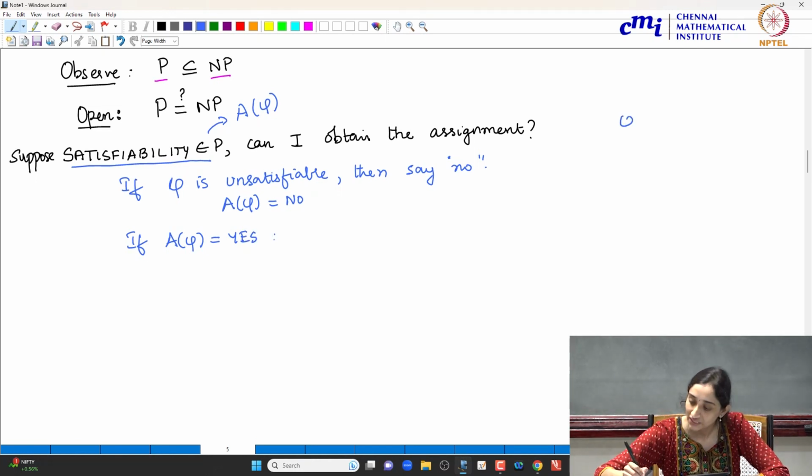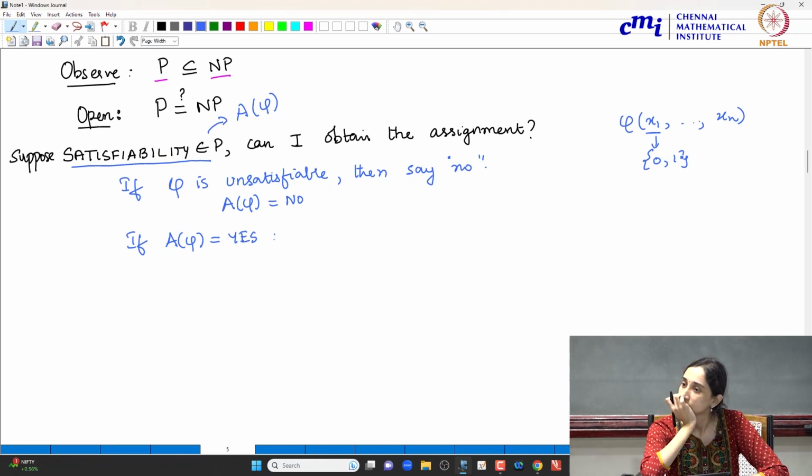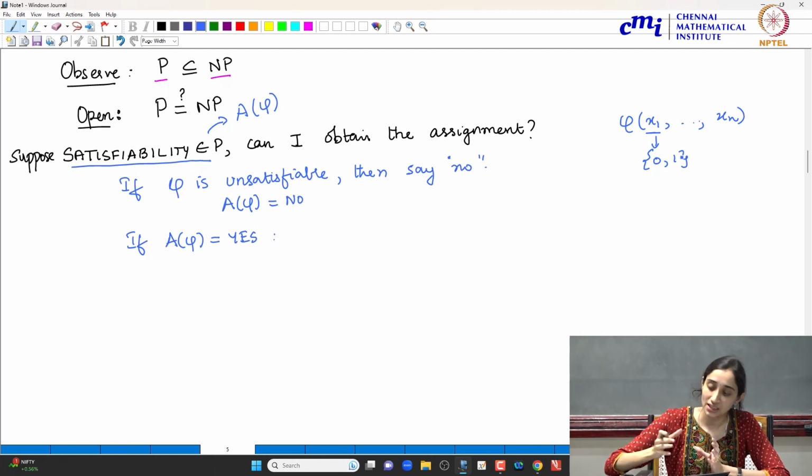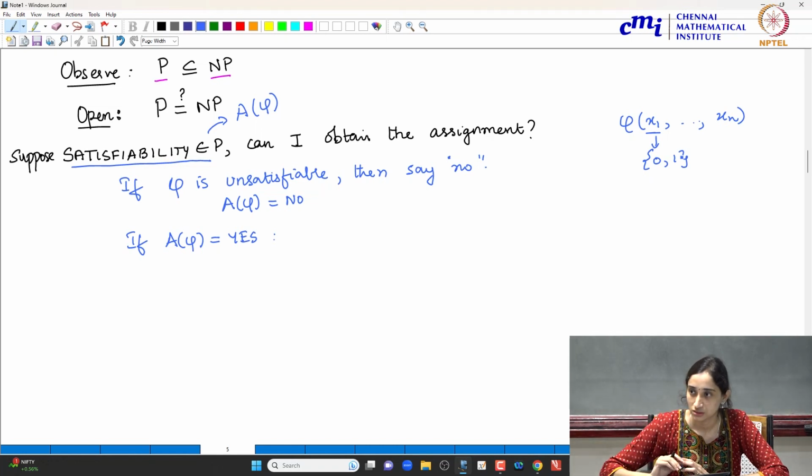So it's a formula on n variables, x1 to xn. What can you say? What are the possible values for x1? 0 or 1. I have with me an algorithm that if I give it a formula, it will tell me whether that is satisfiable or not. So you can just try 0 or 1 for the first variable and then it reduces to n minus 1 variables. You just check if the rest is satisfiable.